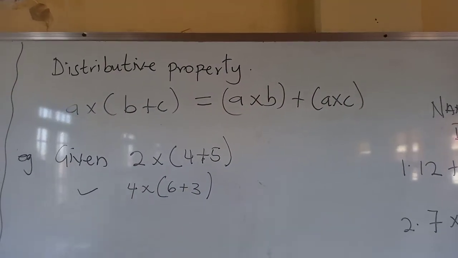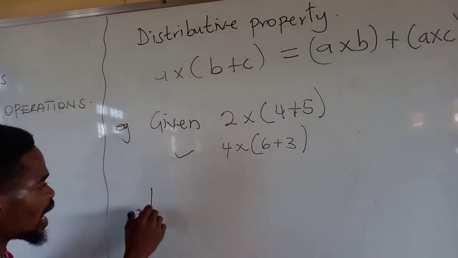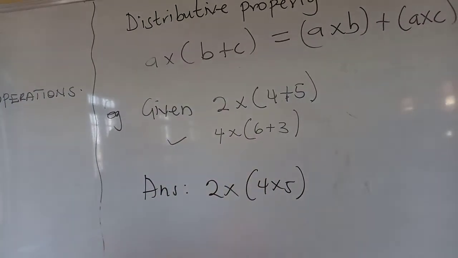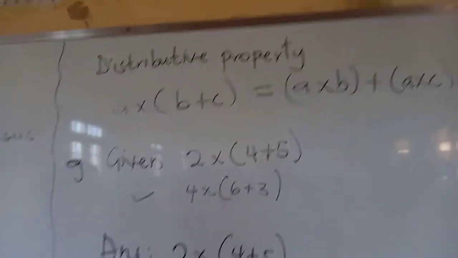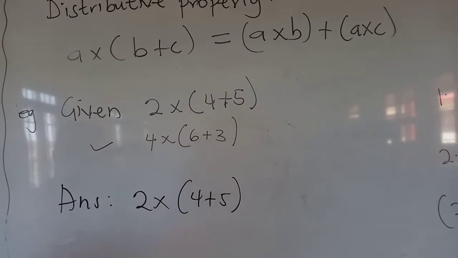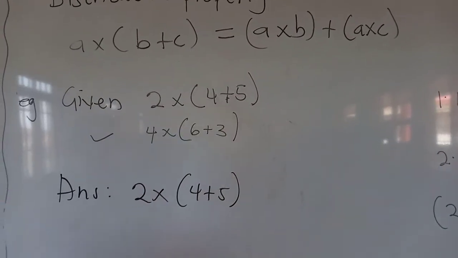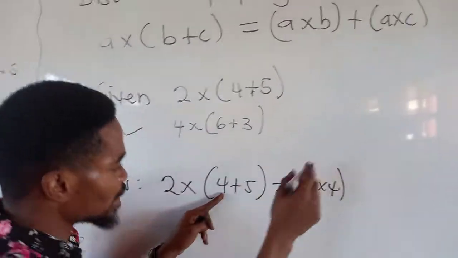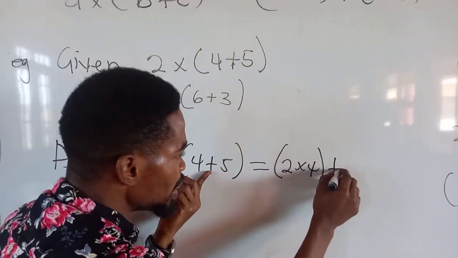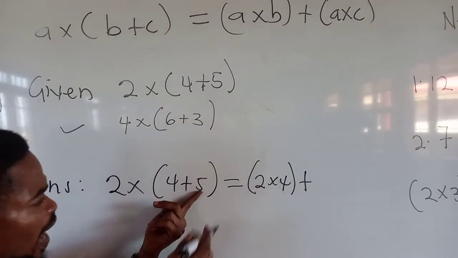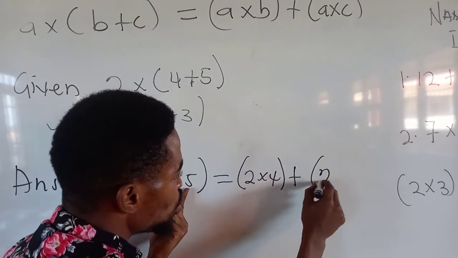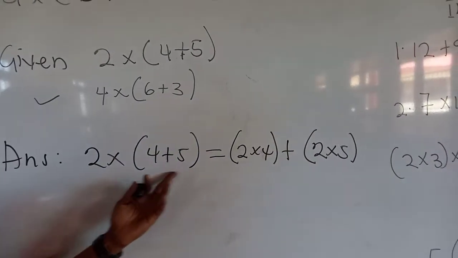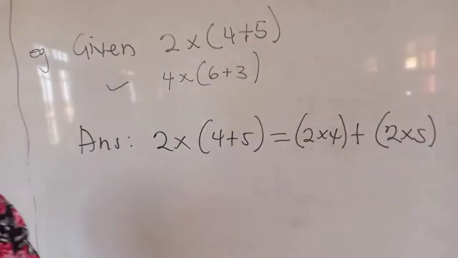Now let's look at some few examples. How do we distribute this? In our first example, we have 2 times, in brackets, 4 plus 5. We are asked to distribute this. So first of all, I multiply 2 by 4, which is 2 times 4, bracket close. Then I bring my operation, which is addition, in the middle, then 2 times 5. This is what we call distribution. What you see here is being distributed in this form.